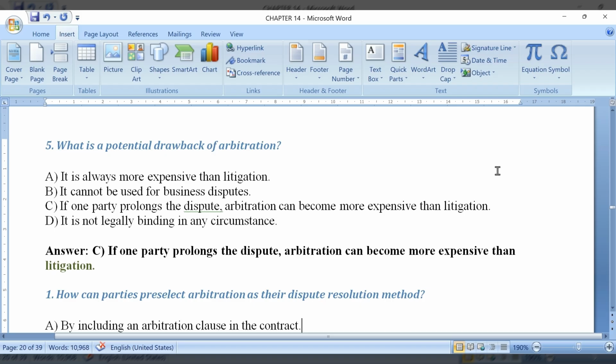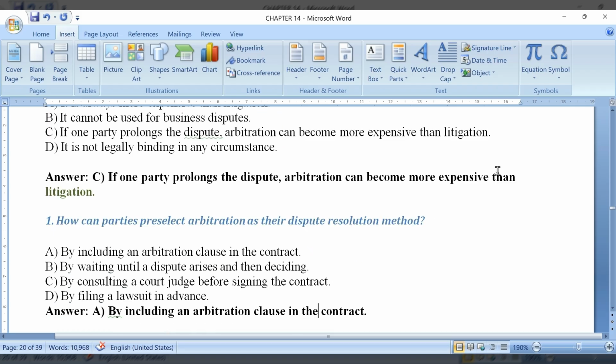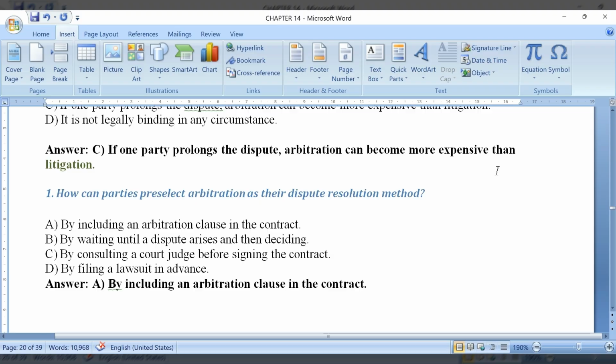1. How can parties pre-select arbitration as their dispute resolution method? A. By including an arbitration clause in the contract. B. By waiting until a dispute arises and then deciding. C. By consulting a court judge before signing the contract. D. By filing a lawsuit in advance.